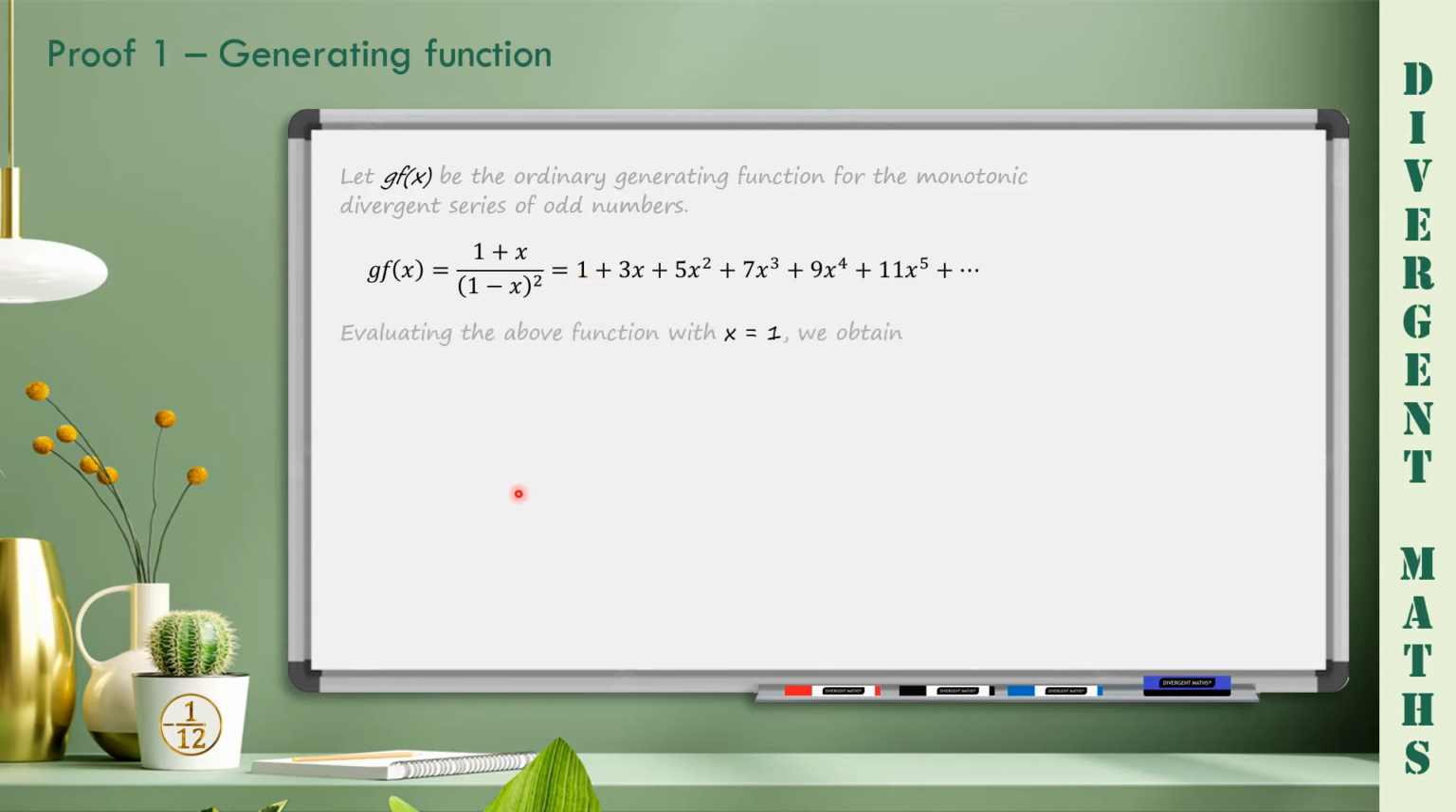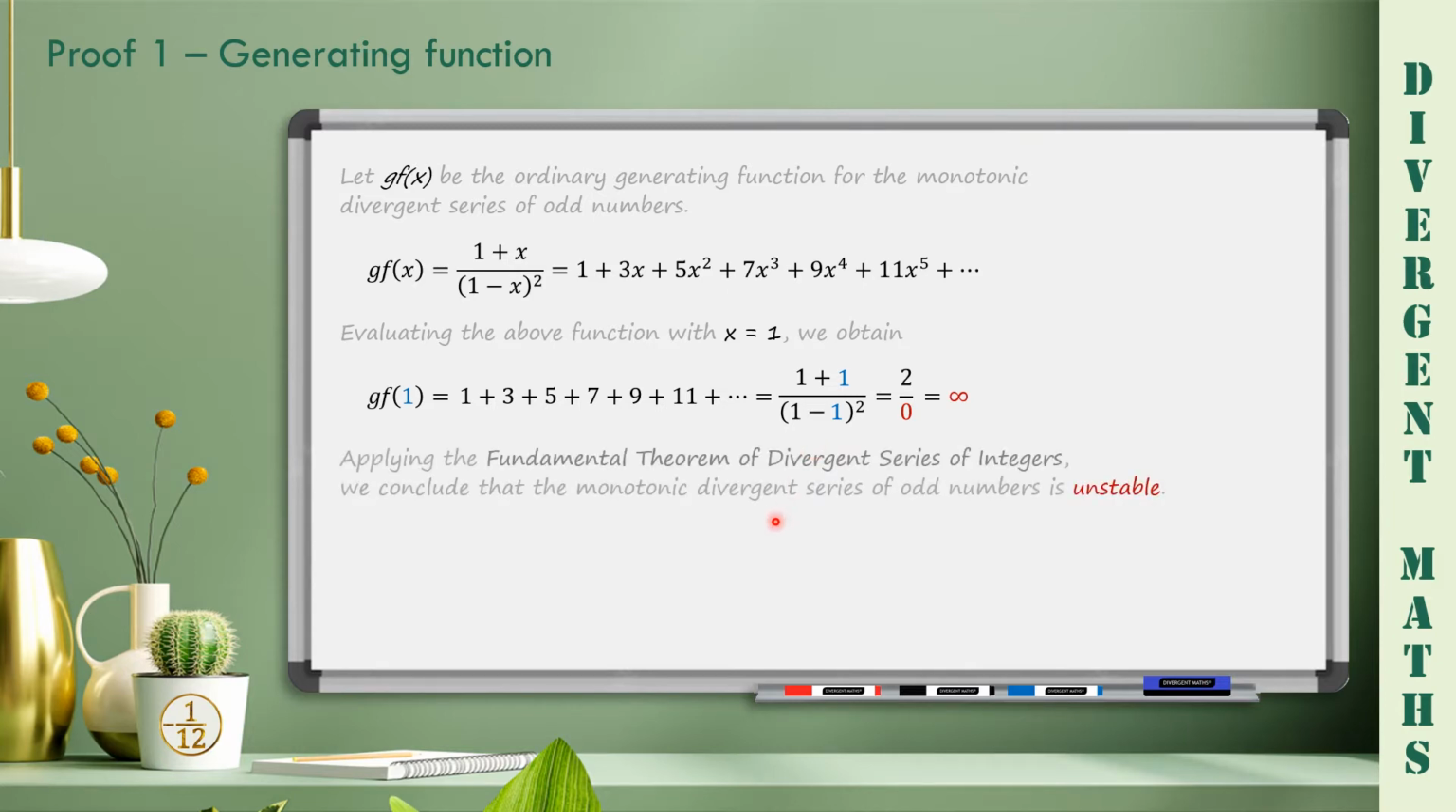So let's evaluate the above function with x equal 1, and then we obtain the generating function at x equal 1: 1 plus 3 plus 5 plus 7 plus 9 plus 11, you can see it. Now if we replace x equal 1 in the closed form, (1 plus x) over (1 minus x) squared, we obtain, of course, 2 over 0 squared, which is 2 over 0, which is infinity.